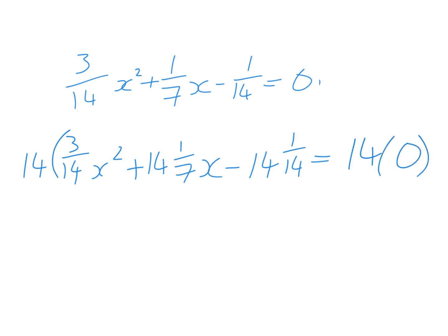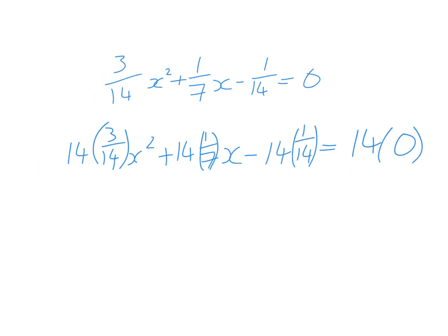All right, so I'm going to put all these into brackets just to make it clear that I'm multiplying it. So again, you can see here everything's being multiplied by 14. And I know that that's going to cancel with the 14 and it's going to cancel with the 7. So let's see how that goes.